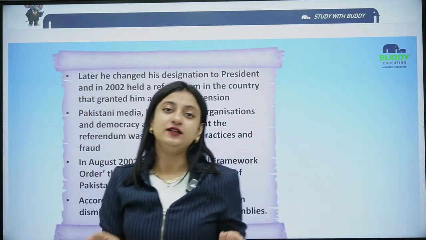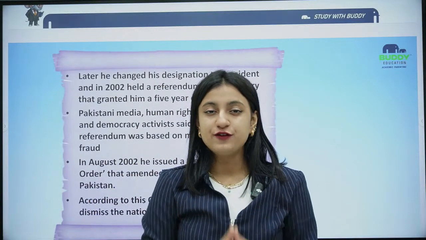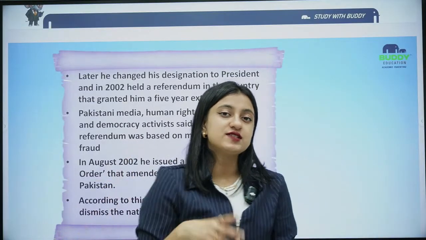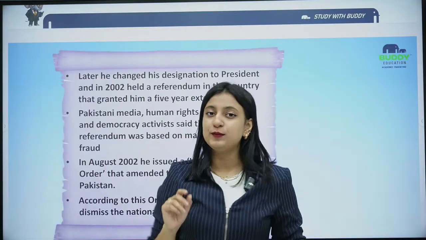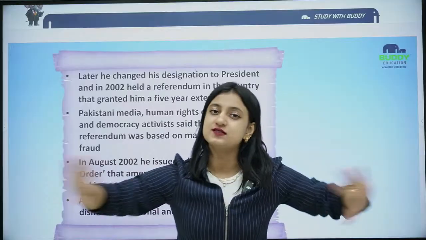He passes a referendum. Now here the important words come along. What is a referendum? A referendum is a question that is asked to the people of the country, and if the people of the country say no, that will not happen. If the people of the country say yes, that will happen. So a referendum is an open question to the citizens of the country.